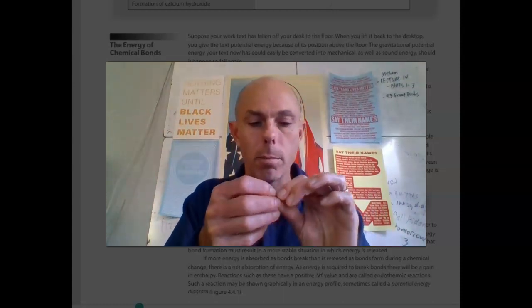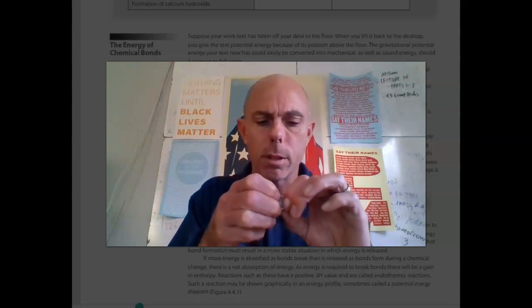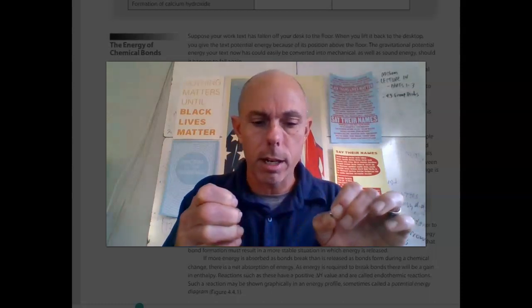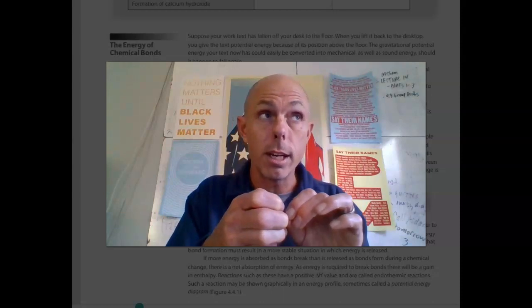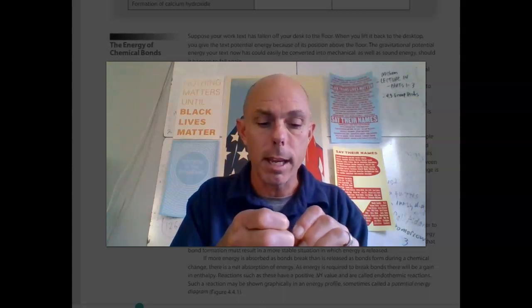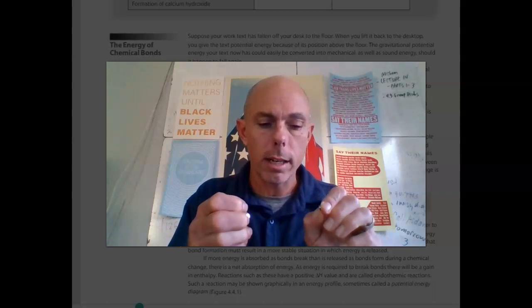That can be modeled by me trying to overcome the attractive force between these magnets. Again, we could pretend these are atoms that are bonded, and it clearly takes energy to overcome that attractive force. I had to put energy in to pull those apart. The energy it took came from kinetic energy, from the movement of my hands. It's kinetic energy that overcomes the attractive forces.